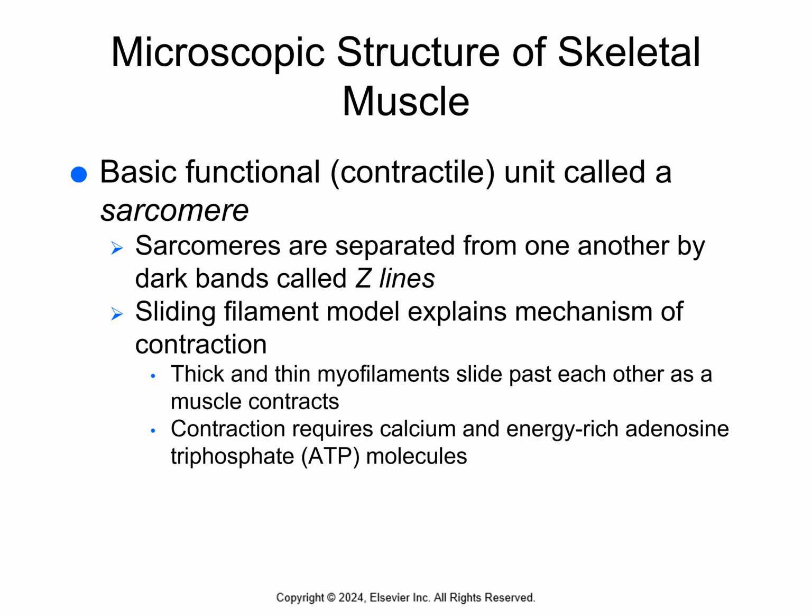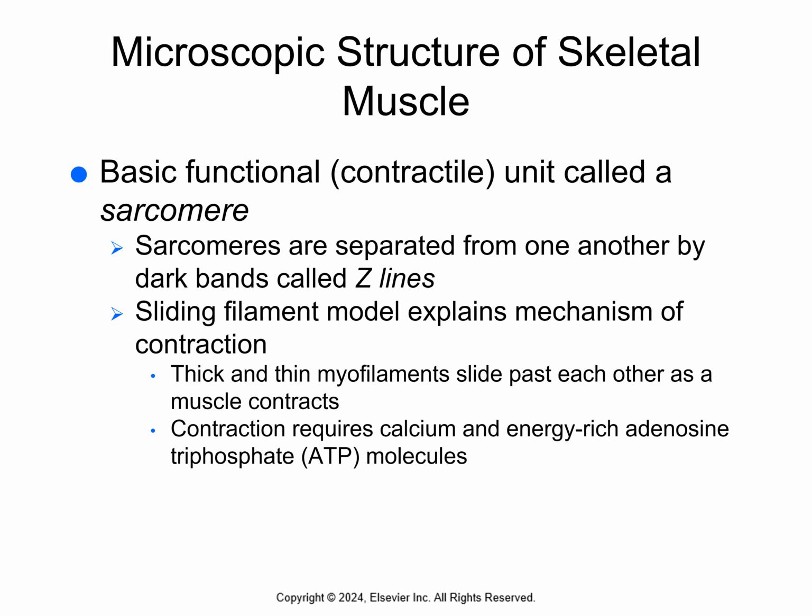So, and then let's explain it from here. The basic functional contractile unit is called a sarcomere. That's the contracting side, with thick and thin filaments. Each sarcomere is separated from one another by dark bands called Z lines. All right. And then it says the sliding filament model explains the mechanism of contraction.